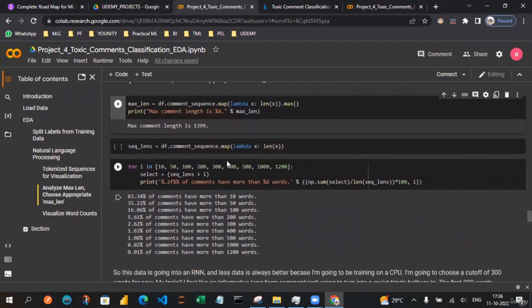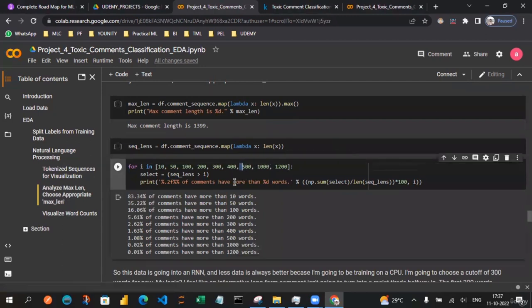The sequence length also matters, so let's calculate using the sequence length. We need to analyze what percent of the comments have more than 10 words, 50 words, 500 words, 400 words or 1,000 words, so that we can get an idea of the percent of comments with more than 10 or more than 1200 words. More than 1200 words is 0.01 percent, 200 words is 5% of the values, 100 words is 16% of the values, and 50 words is 35% of the values.